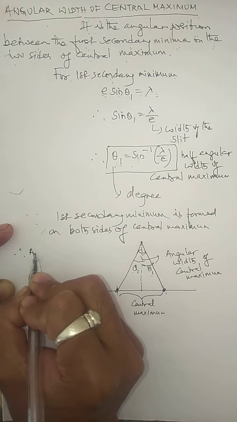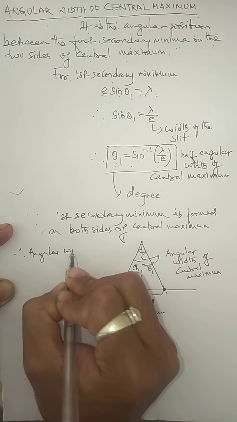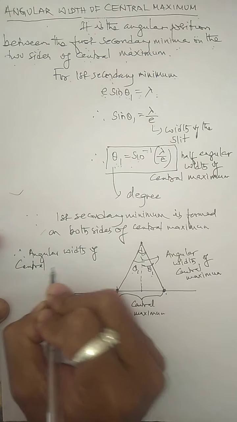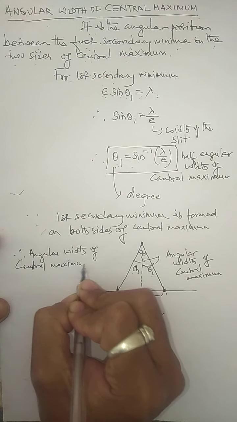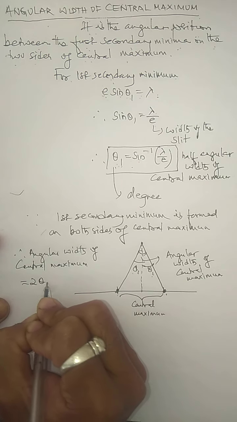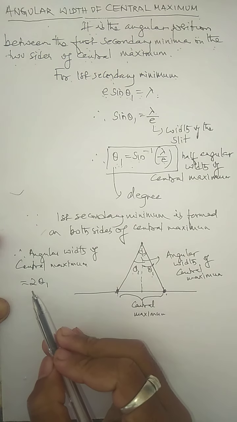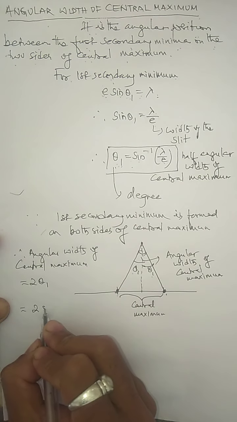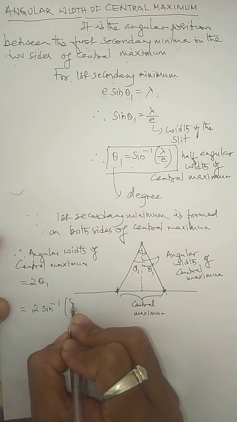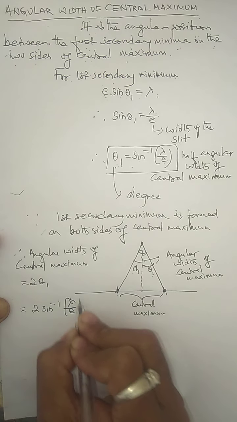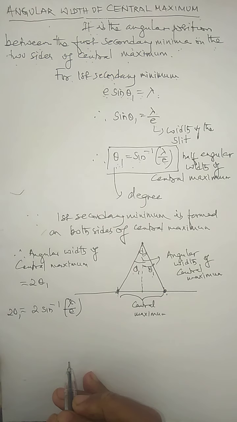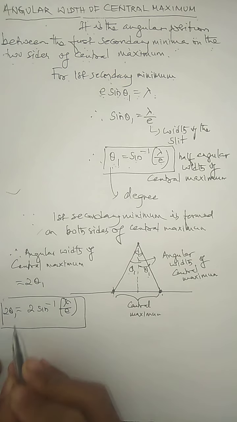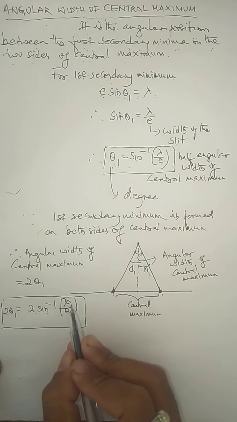That's why the angular width of central maximum is actually measured by 2 theta 1. Double the half angular width, that is the angular width of central maximum. Now, 2 theta 1 is how much? Sine inverse lambda by a. So if you look at this expression, 2 theta 1 is the angular width of central maximum, which equals 2 sine inverse lambda by a.